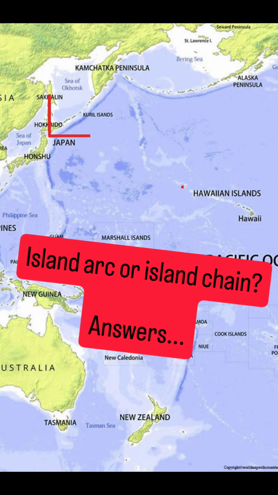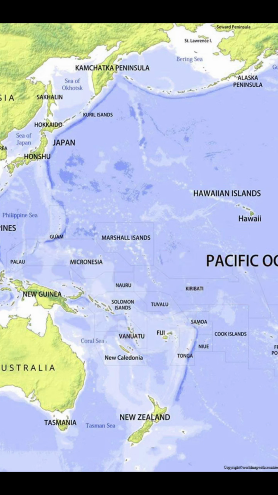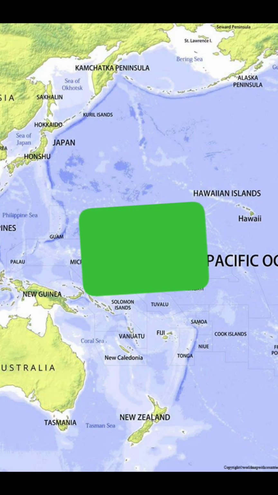In today's video with Geographer on the Road, we're going to find out what the difference is between an island arc and an island chain. Both form in the oceans, and they both have volcanoes, but they form in completely different ways. So let's try and get to the bottom of why this happens.